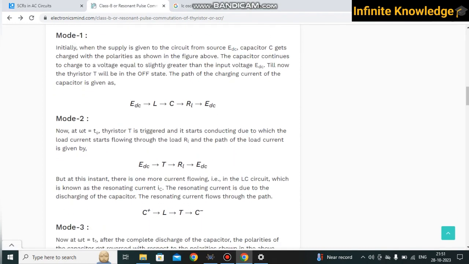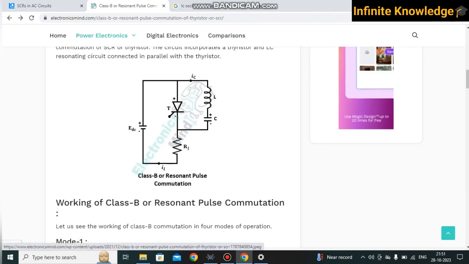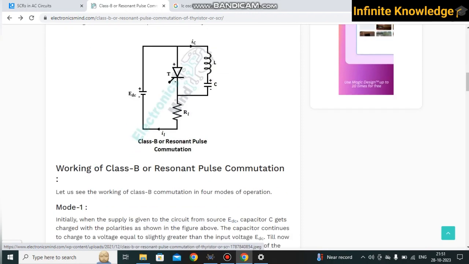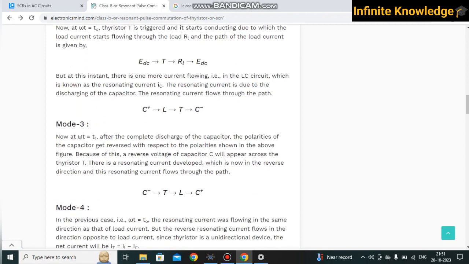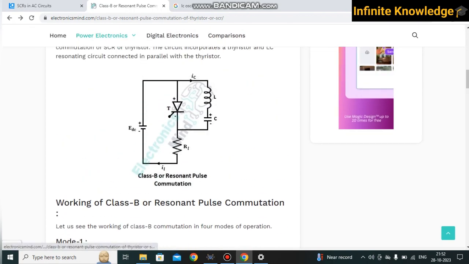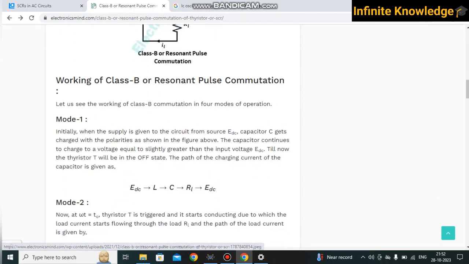So until mode 2, I think you understood. There are two currents flowing now, one from this way and another from this way. Whenever this current flows, the capacitor gets discharged and the inductor gets charged. So after completing mode 2, your capacitor is totally discharged and your inductor is totally charged. In mode 3, your capacitor again gets charged due to the magnetic field stored in the inductor, and the inductor gets discharged and the capacitor gets charged with reverse polarity.